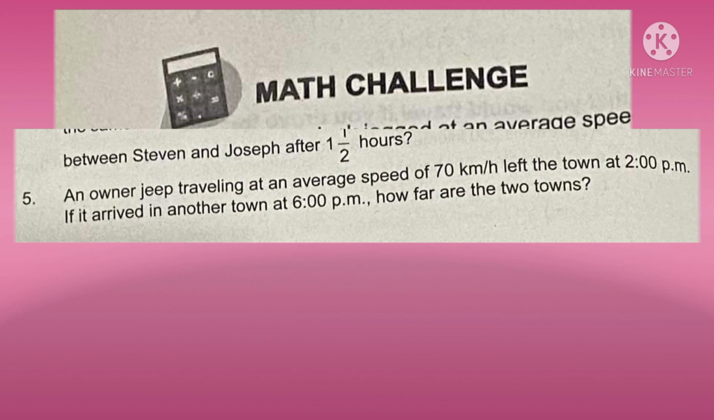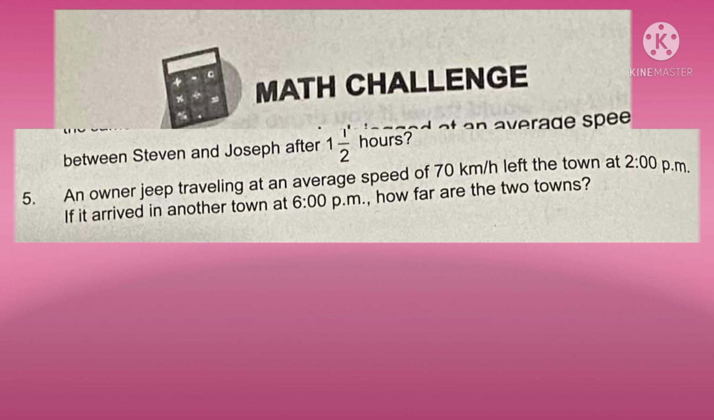Math challenge number 5. An owner jeep traveling at an average speed of 70 km per hour left the town at 2 p.m. If it arrived in another town at 6 p.m., how far are the two towns? Let's analyze and understand what is being asked. How far are the two towns? What are the given facts? Average speed of 70 km per hour, 2 p.m. and 6 p.m.